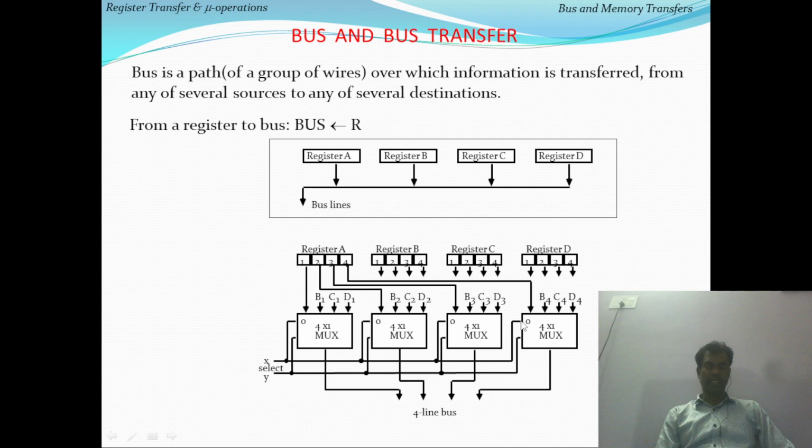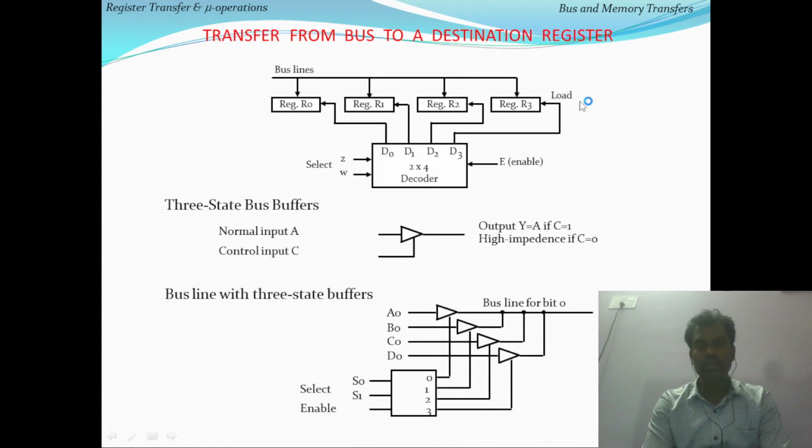Now, from bus to destination register. The bus has 4 bits, and now we want to transfer to the destination register. Let us say we want to transfer from R0 to R2. The R0 value is already placed on the bus. It is connected to all the registers, but a register loads only based on a condition. If the condition is true, then that particular register's load signal will be enabled.